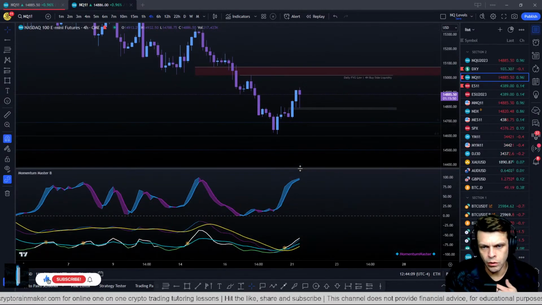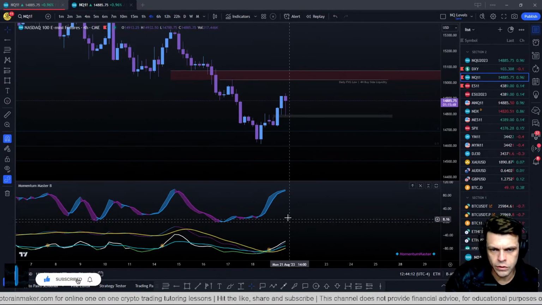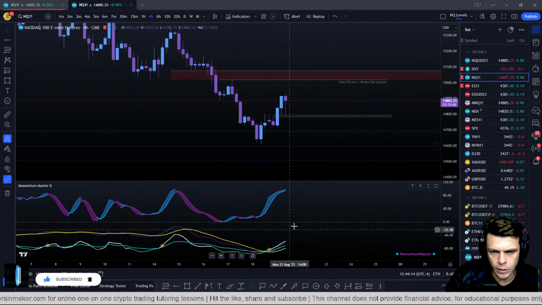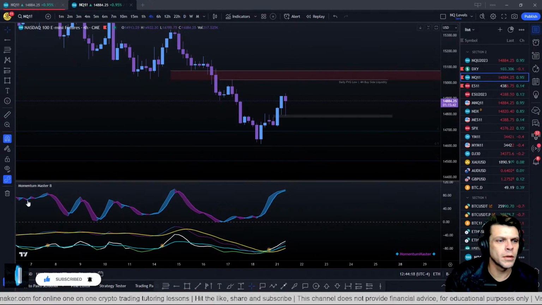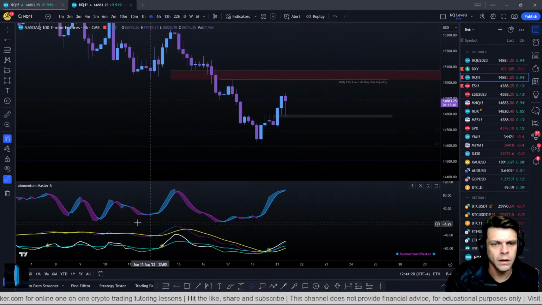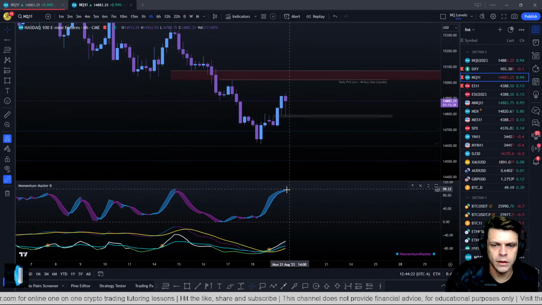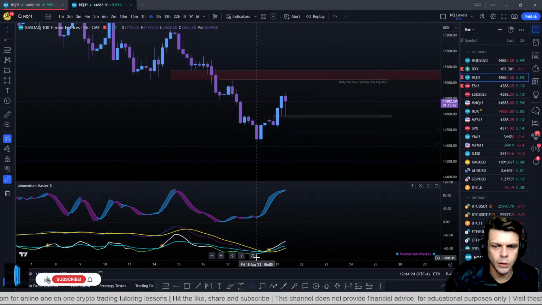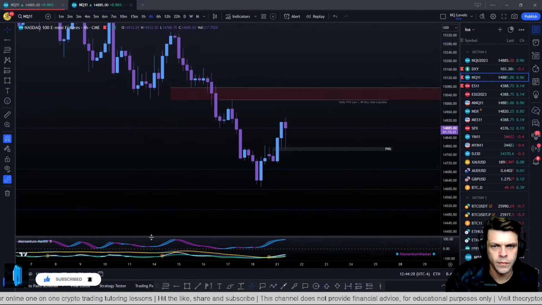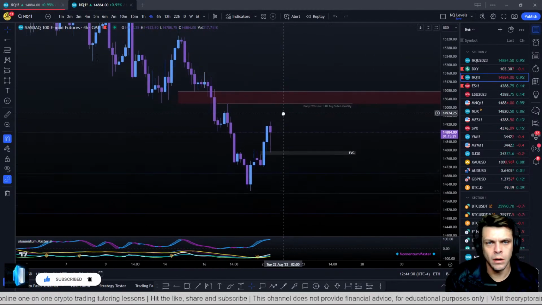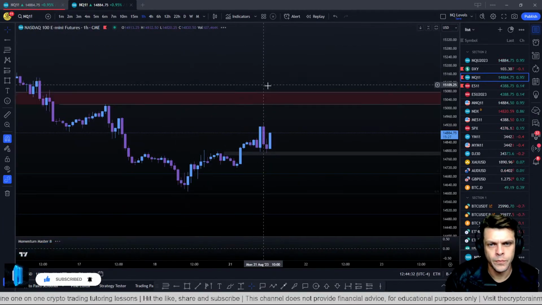Okay, 4 hours starting to get a little bit overextended. So Williams could still push up, and we have the MACD low. A little bit of indecision on the momentum master B. The stochastics is getting extended, but it looks like the Williams and the MACD still have some strength to the upside. So let's go to the 1 hour.